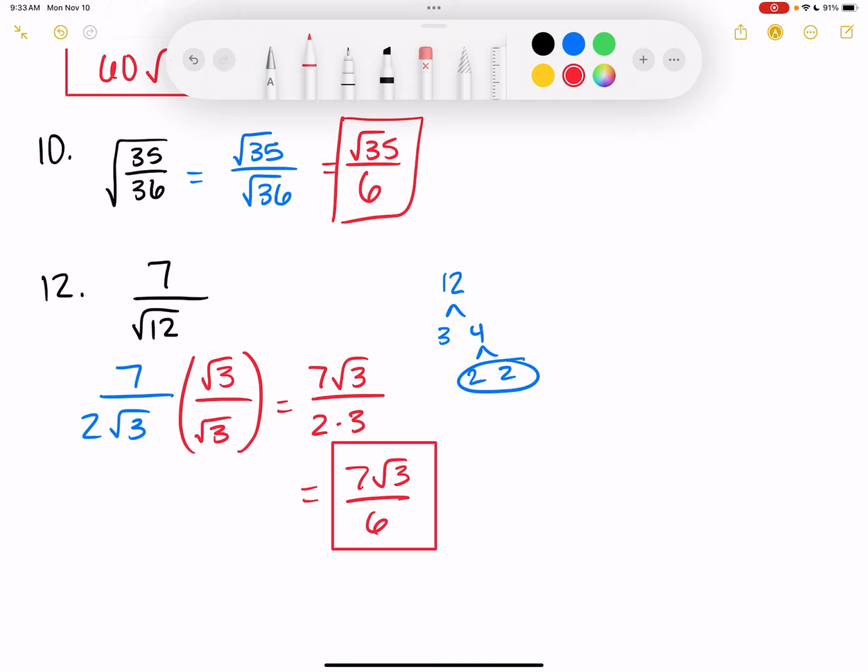My grade's gonna go up. Gonna be an academic weapon.